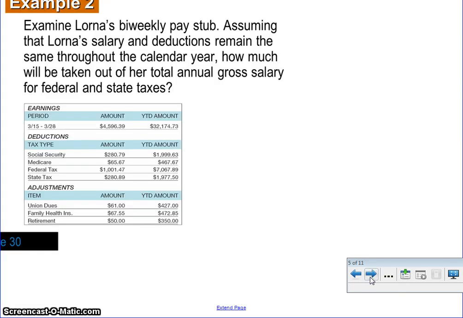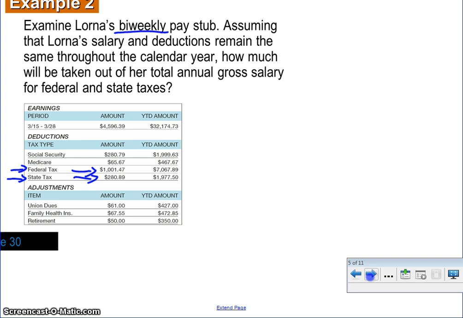All right, examine Lorna's biweekly pay stub. Assuming that Lorna's salary and deductions remain the same throughout the calendar year, how much will be taken out of her total annual gross salary for federal and state taxes? So we're talking federal tax and we're talking state tax. And each paycheck, these are the values that are taken out.